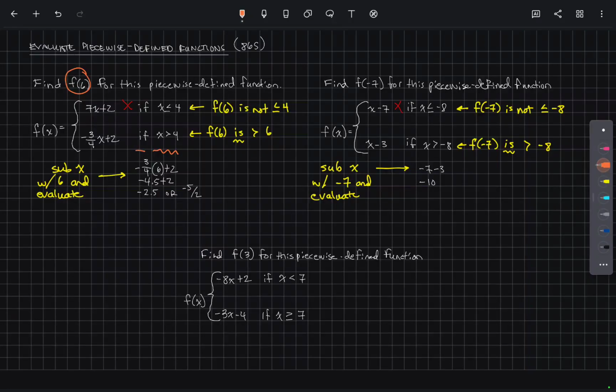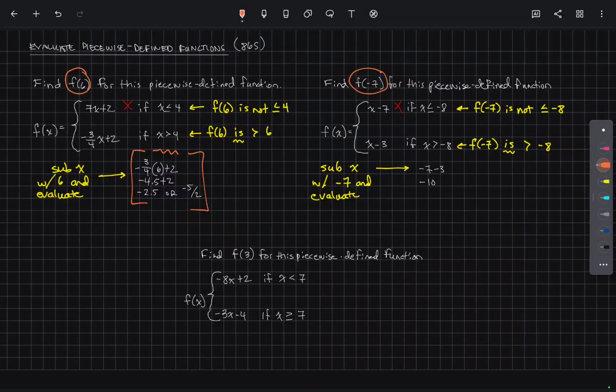So all I did was what we've been doing in the previous sections. I verified if it fit in the range that was given. X is less than or equal to 4. No, it didn't, so I put an X there. 6 is greater than 4. Cool, so I substituted in for that particular function. Taking a look over at the second example, function of negative 7. Go through the same process.